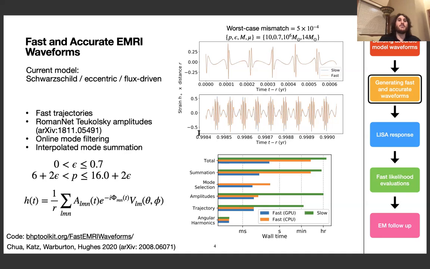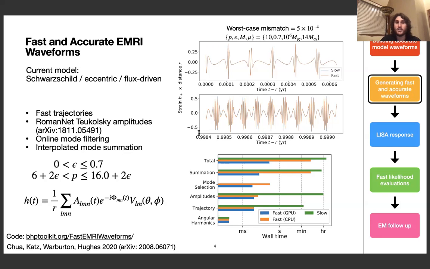Our current model is implemented in the Schwarzschild background with eccentric orbits in a flux-driven trajectory. This is obviously not the Kerr generic orbit second-order self-force trajectory that we will eventually need, but this is a good first stepping stone. And we have built this framework with the knowledge in mind that we will eventually have to expand to higher degree of physics and more intensive calculations. So we have really made this adaptable and flexible.